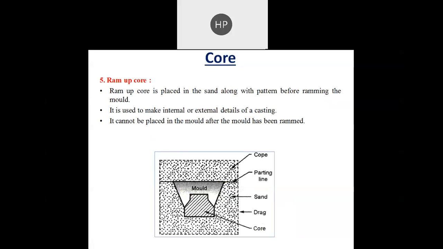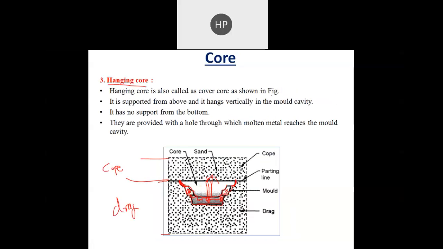Then the next one is a ram up core. Ram up core is placed in the sand along with the pattern before ramming the mold. Okay, so the important thing here is that with that pattern, it is put into the core. So ram up core is placed in the sand along with the pattern.